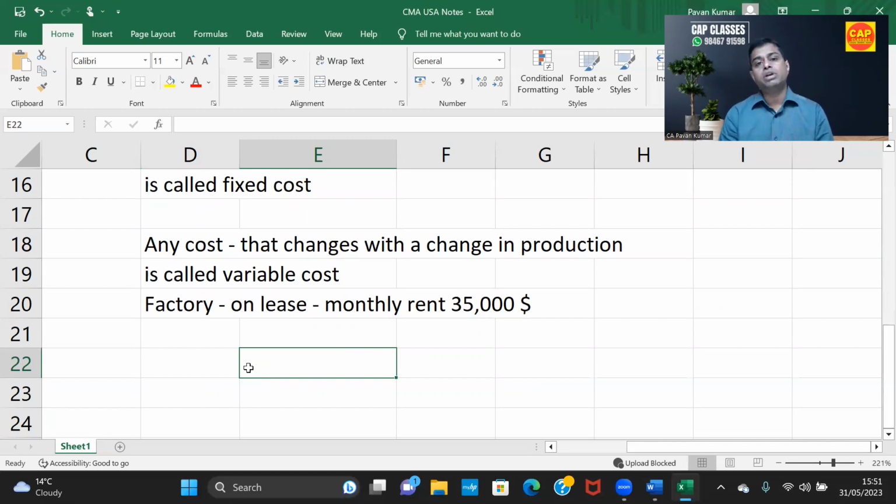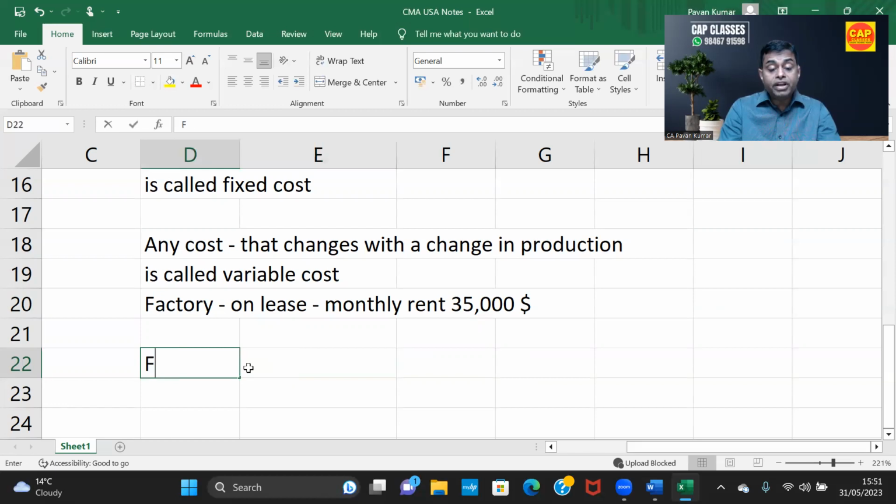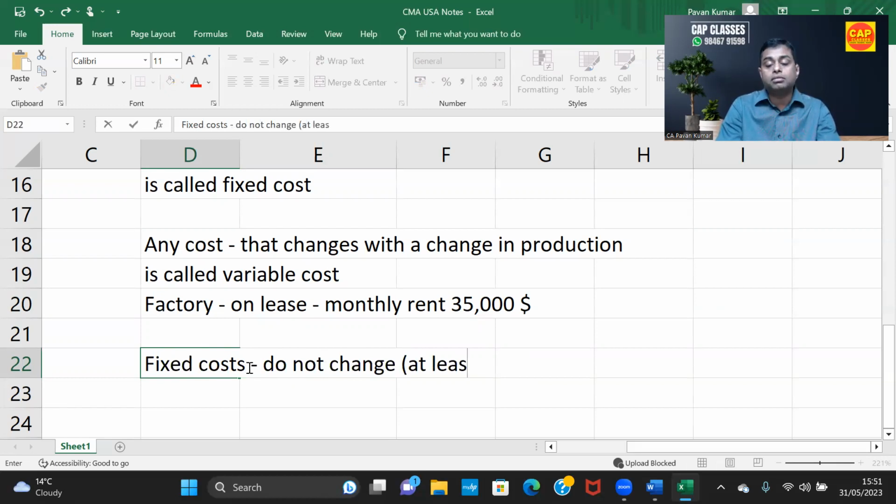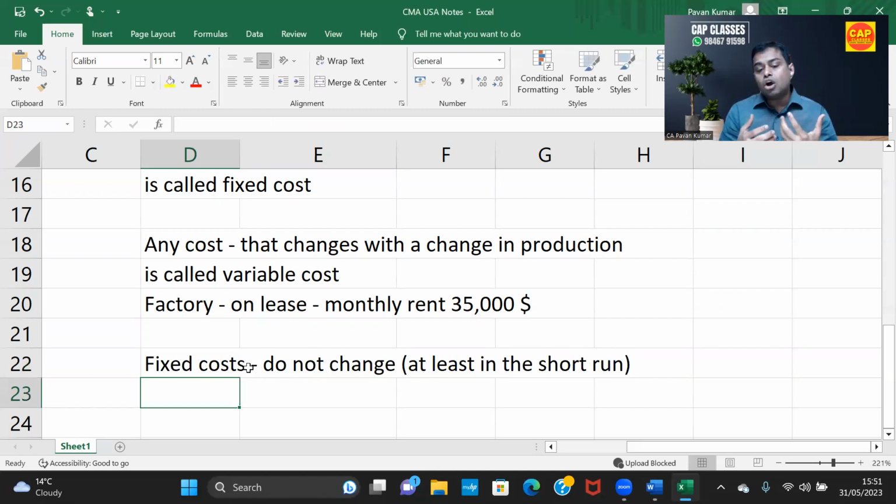If I produce 2 lakh units, but of course, that is subject to the production capacity. Production capacity, say for example, is 500,000 units. Below that, whatever I manufacture, my rent will be 35,000 only. So these fixed costs do not change, at least in the short run. So maybe after 5 years, my rental expense need not be same as today. That is a different story.